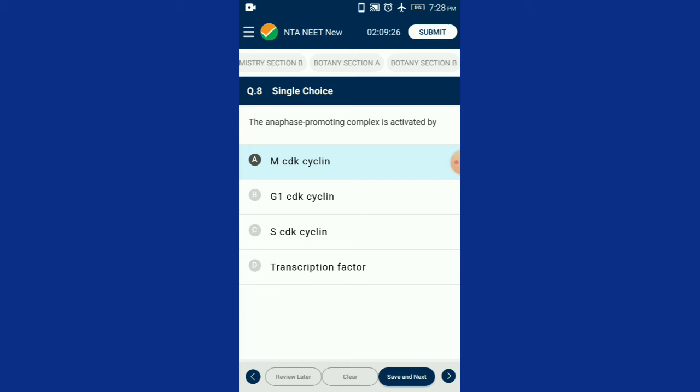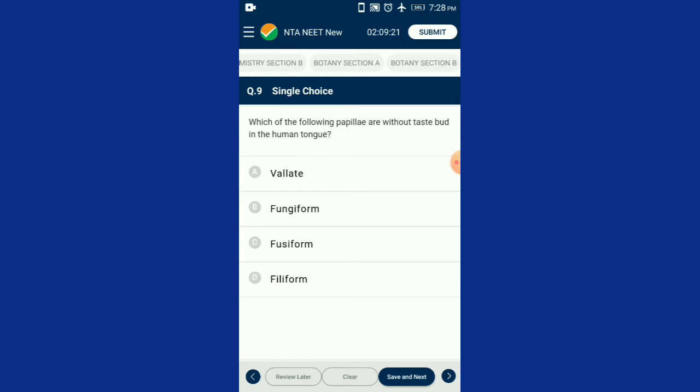Question number 9. Which of the following papillae are without taste bud in the human tongue? Filiform. Filiform papillae are the most numerous of the lingual papillae. They are found all over the dorsum of the anterior two-thirds of the tongue. Unlike the other kinds of papillae, filiform papillae do not contain taste buds. They cover most of the front two-thirds of the tongue's surface.